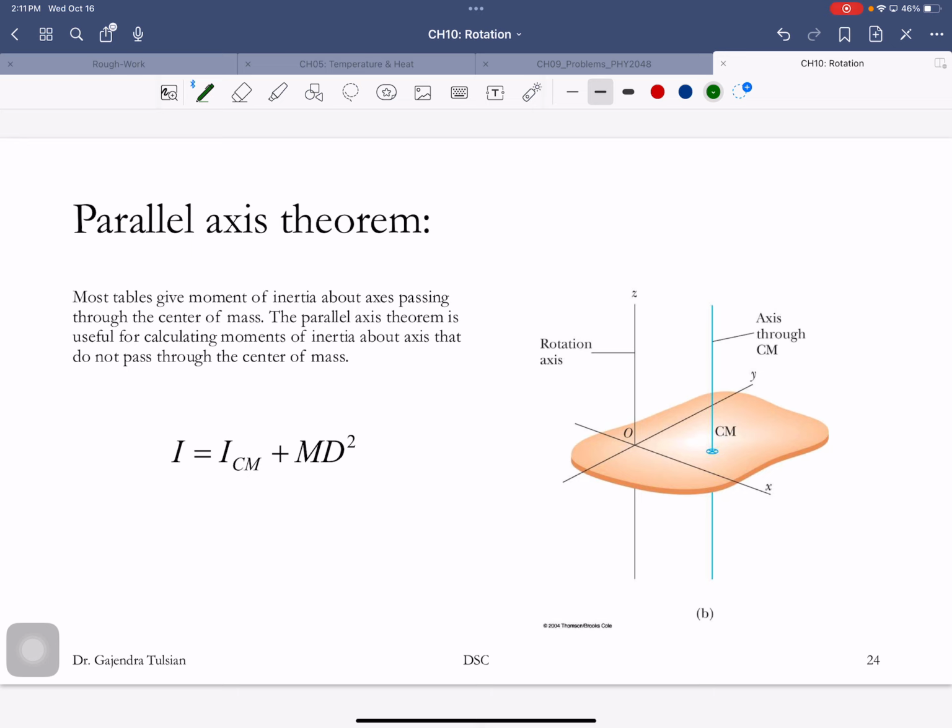All right, so what this theorem says is, if you know the moment of inertia of this object about this axis, which is where the standard tables will give you the moment of inertia, then to find the moment of inertia of that same object about a parallel axis is very easy. The moment of inertia about this axis is the moment of inertia about this axis plus the mass of the object times d squared.